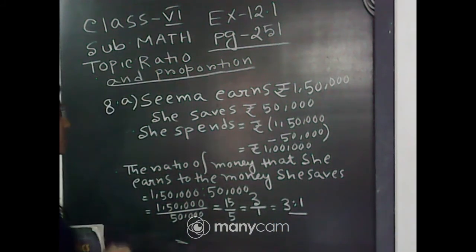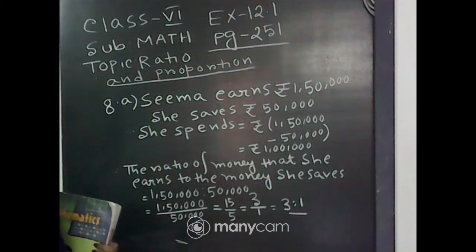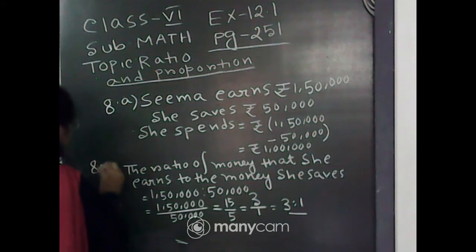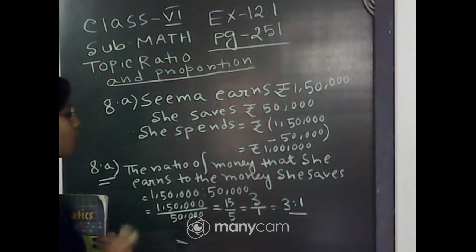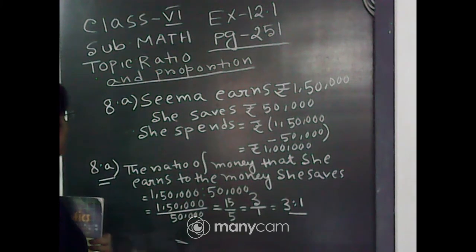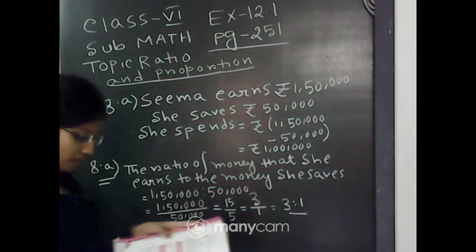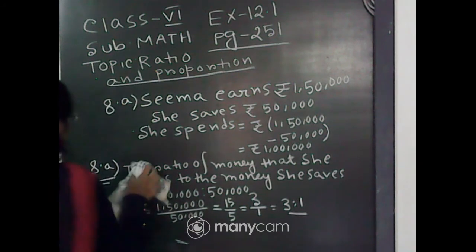Therefore, the ratio of money that she earns to the money she saves is equal to 3:1. And the answer of question 8A is 3:1. Next question 8B.